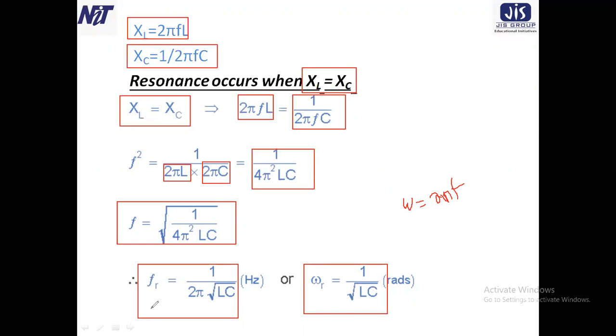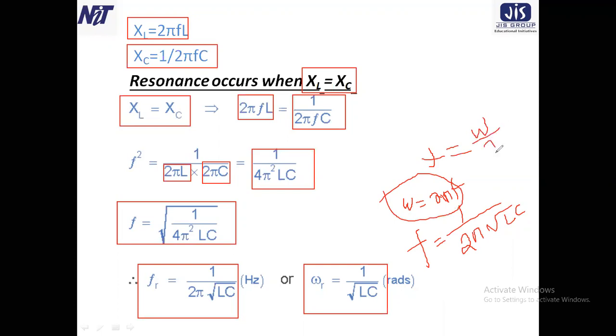So just replacing the value in case of f_r, if we replace it with omega, then this equation will come, because here f equals 1 by 2 pi root over LC, and from this relation we can say that f equals omega by 2 pi. So just put it here: f equals omega by 2 pi, that is equal to 1 by 2 pi root over LC.